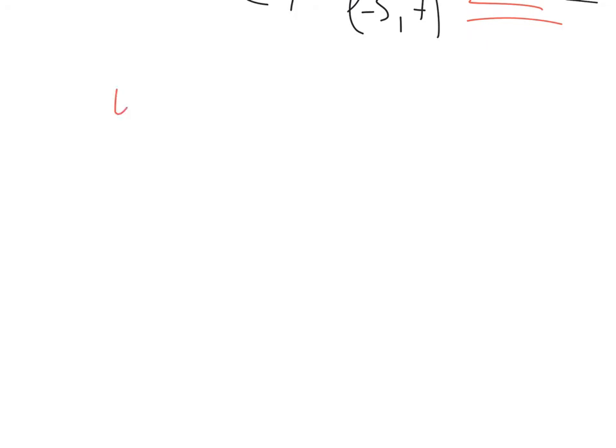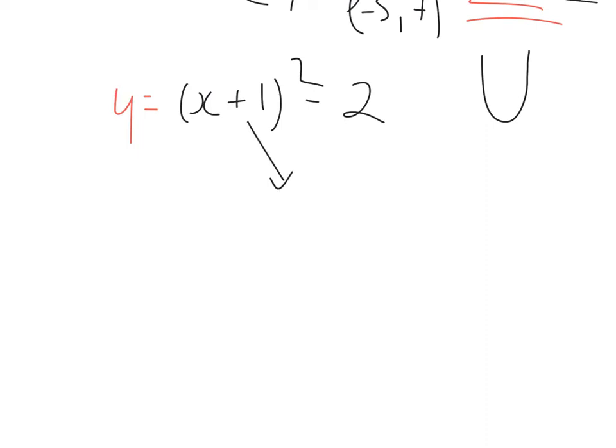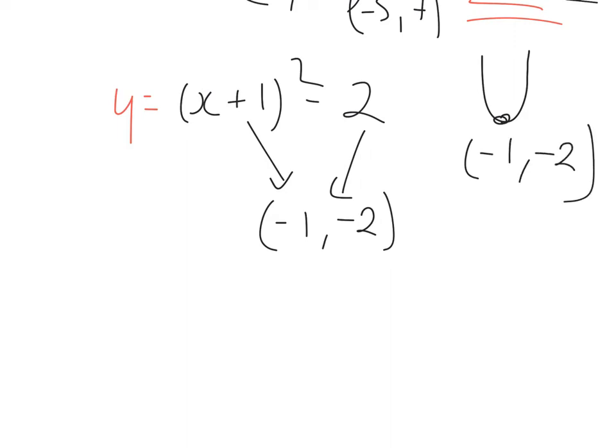This time let's go for y equals (x plus 1) all squared minus 2. Expand it out, its nature, basic shape: it's U-shaped because it's a positive x squared if I expand it out. Turning point: change the sign of that, don't change the sign of that, (-1, -2). The axis of symmetry is that vertical line, it's just x equals a number, and it's x equals the x coordinate there, x equals -1.